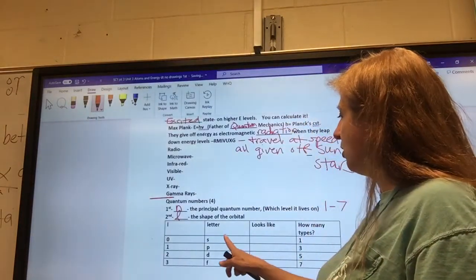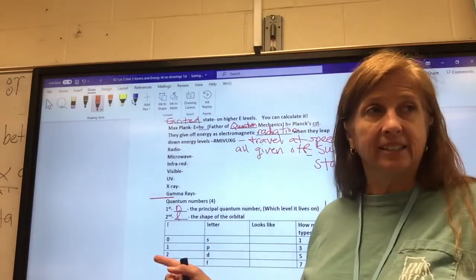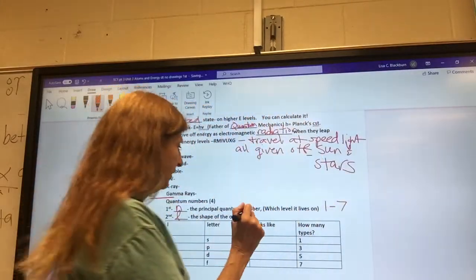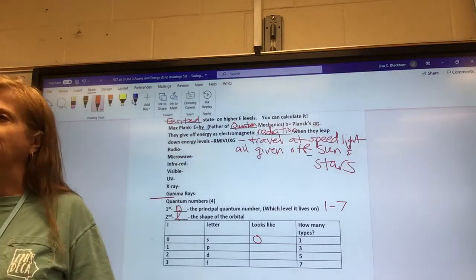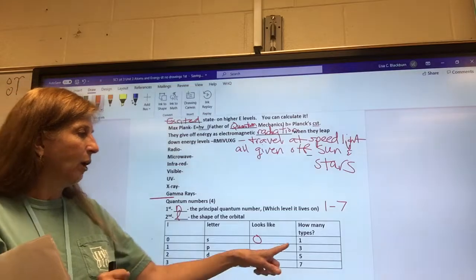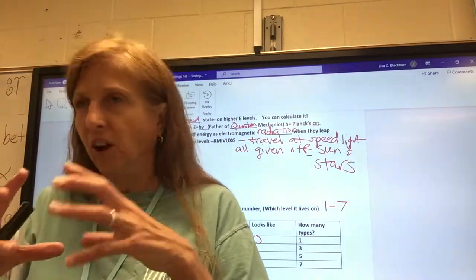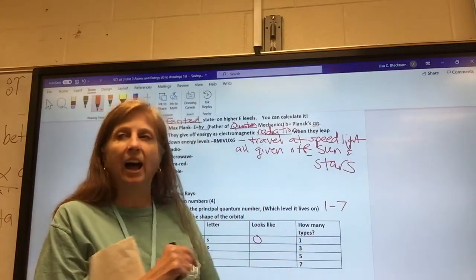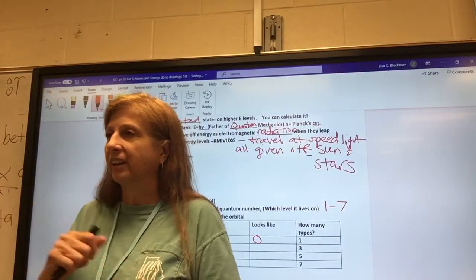So the first shape is called S, and this one's the easy one. It looks like a sphere. So S for sphere. That one actually makes sense. And how many types are there? Well, there's only one way to make a sphere, right? Y'all have had geometry. There's only one shape that is a sphere. So there is only one type of sphere-shaped orbital cloud that the electron can live in.